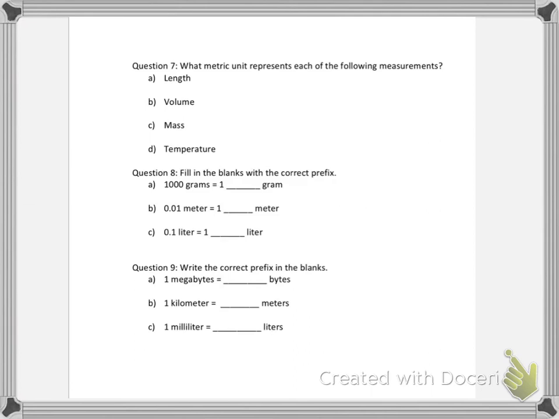Okay, so this just says what metric unit represents each of the following measurements. All it's asking, length is represented by the base unit meters. Volume is liters. And if you're really being specific, you might have written the abbreviation. Mass is in grams. And I didn't do temperature on the other one, but we'll go ahead and do it now. It is degrees Celsius for the metric system.